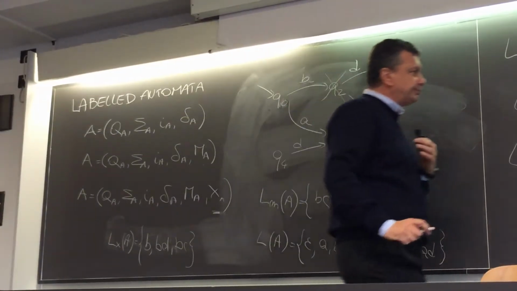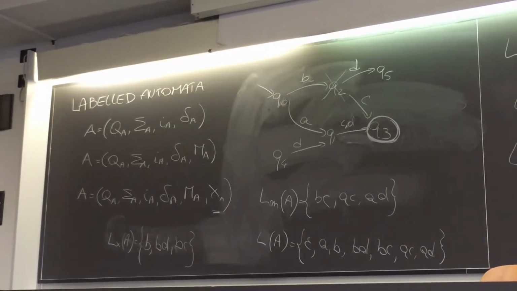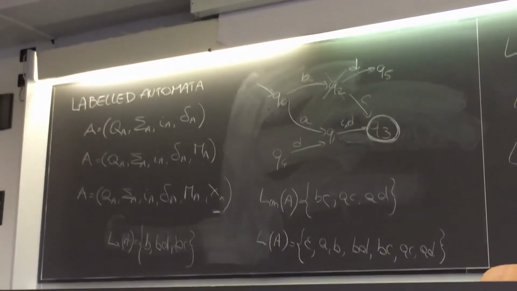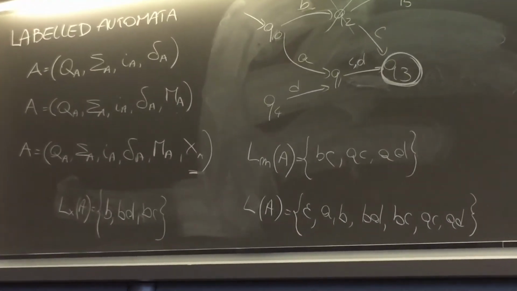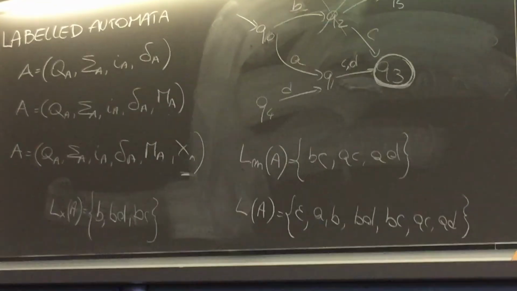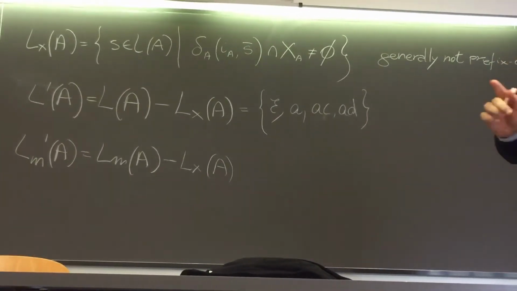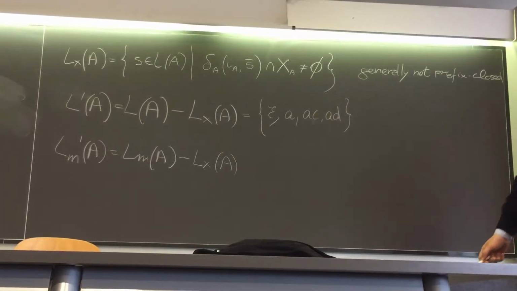So let's compute the difference now. So this is L prime of A: epsilon, A, C, B. So we observed what we said before. In this example, it happens right away that the forbidden language is not prefix closed. While the prime language of the automaton is prefix closed. This is what we expected, and we find it in this example.